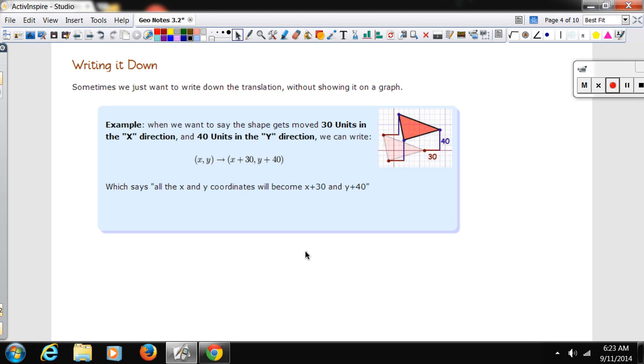So again, it's like a function. You're dropping in the coordinates that you have, and you're adding 30 and adding 40 and getting a new coordinate. From here to here would be 30 to the X and 40 to the Y, and you would get the new point. So again, this is like writing our rule right here. This is a rule for our translation.